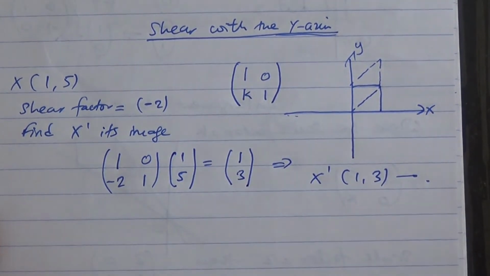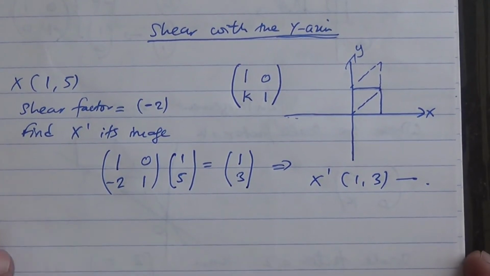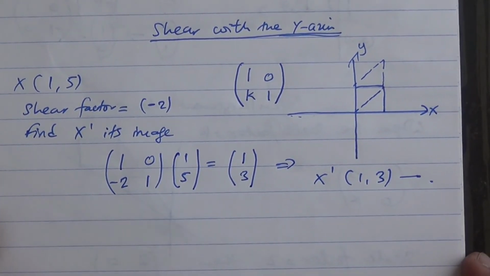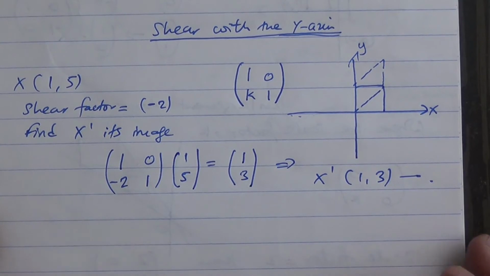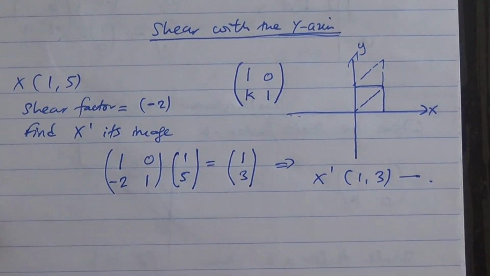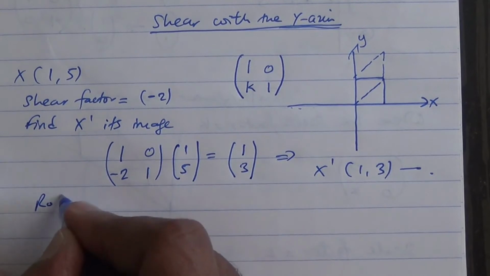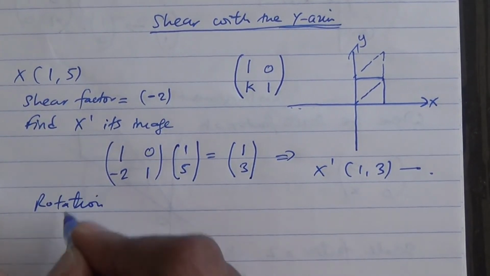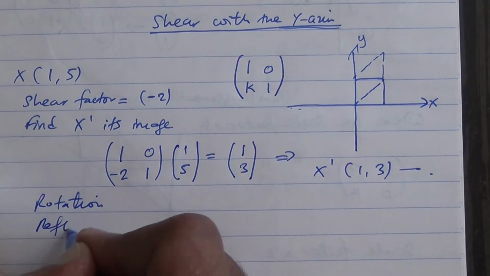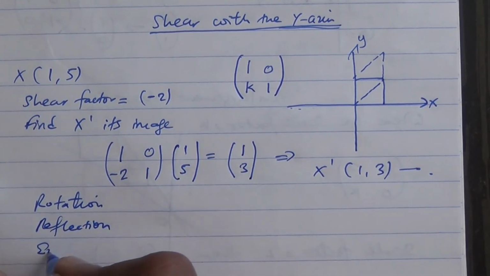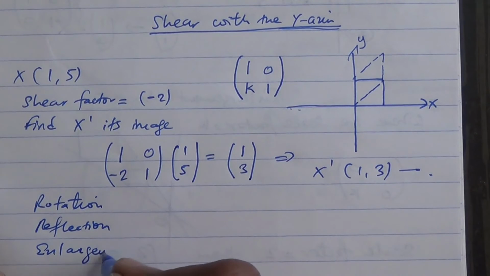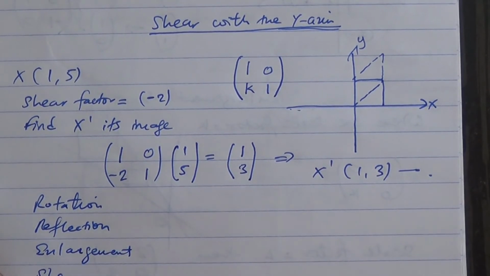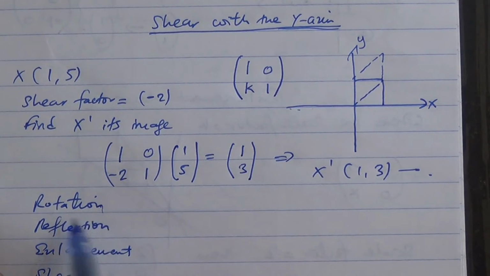Here we are. This is how we use matrices in different types of transformations. So in this video we've covered rotation, reflection, shear, enlargement. The order doesn't matter. And when it comes to reflection, there were different types of reflection, different types of enlargement, etc.